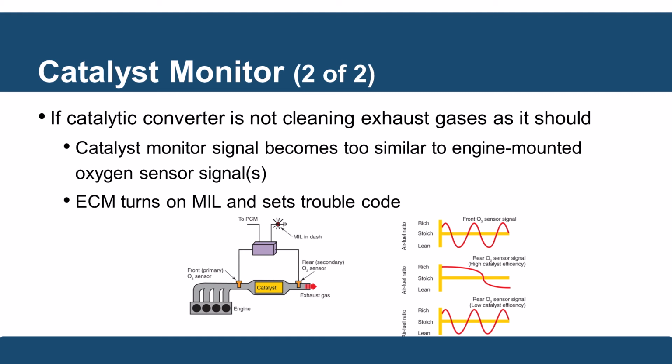So let me just point this out. On the right side, the top one, you can see the waveforms going up and down. We do not want to see that. If you look all the way at the bottom, that's the rear O2 sensor. If those two sensors look similar, the engine turns on the MIL light. It knows there's a problem with the catalyst itself.